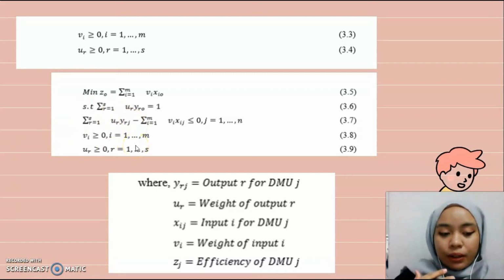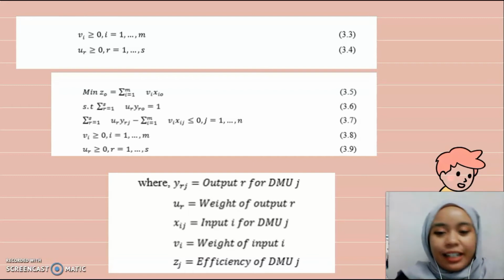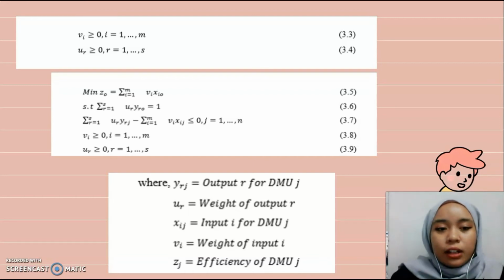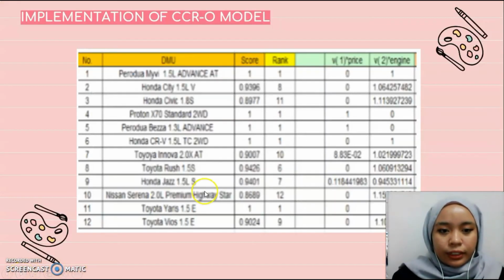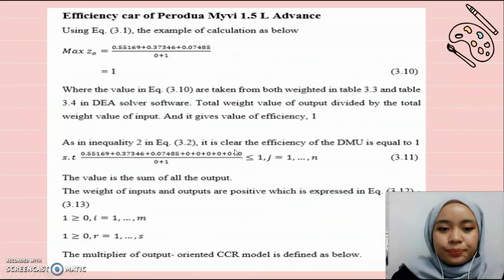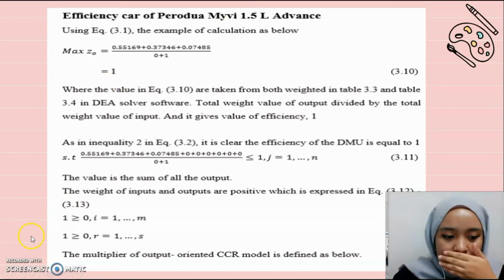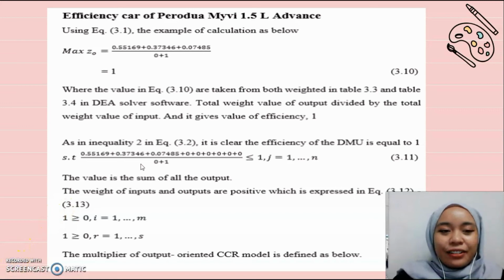If we want to make it more understandable, I have one example, which is an efficient car. This is the efficiency curve of probability. The first equation is the total of output divided by the total input.